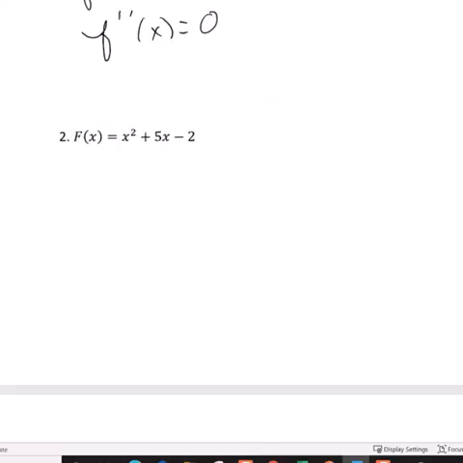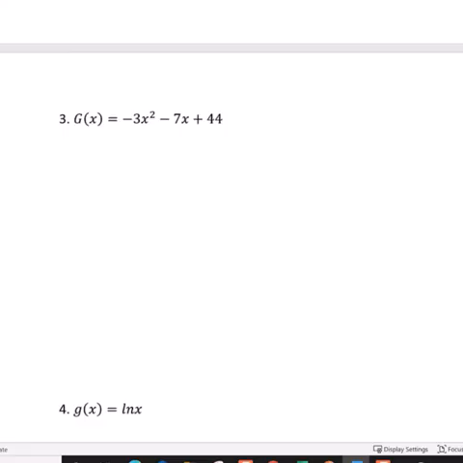Same rules. Our second one says f of x is x squared plus 5x minus 2. So our first derivative, x squared is 2x, plus 5x becomes 5 and the 2 goes away. Now when I go to my second derivative, so f double prime of x, derivative of 2x is 2 and the 5 is gone. So this time we have a number other than 0 left.